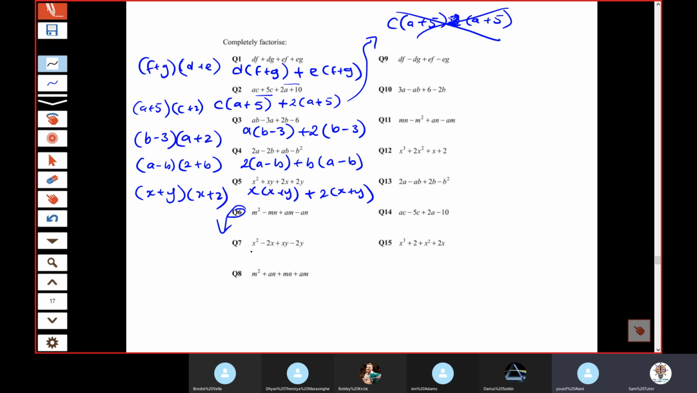Number 7. Yeah, and so I did the x squared with x plus y, and then the other one. So when you took out x, what were you left with? And then I wrote x plus y in the brackets, and then I did minus 2 brackets x minus y. Incorrect. Is it x plus y?